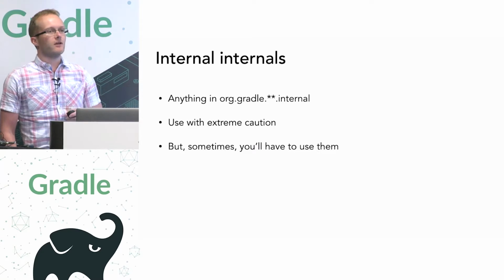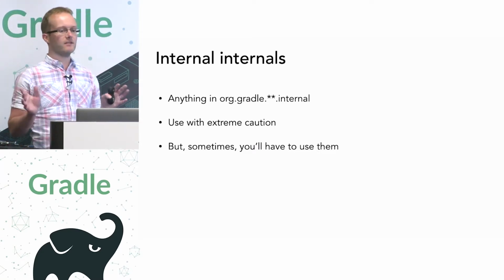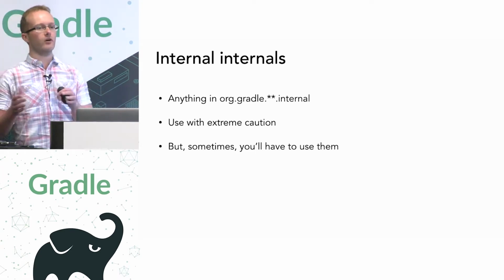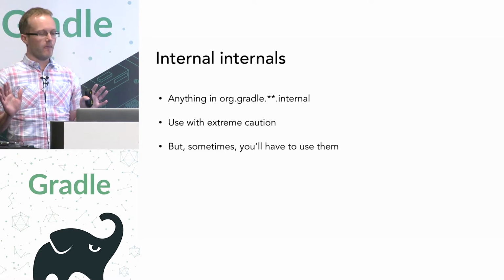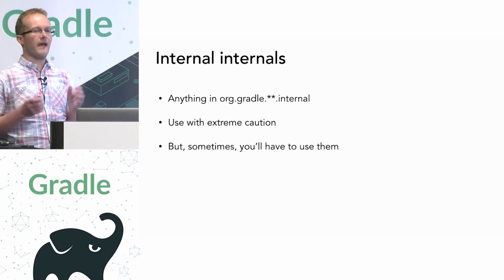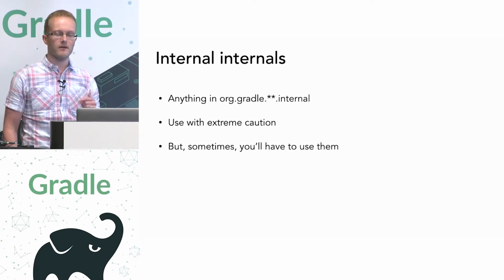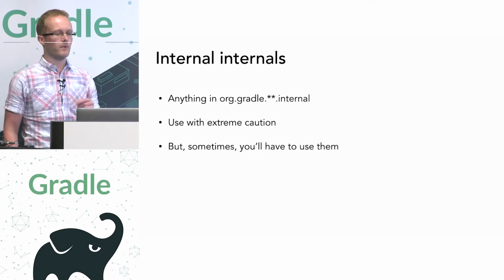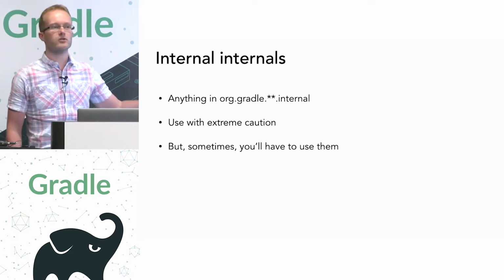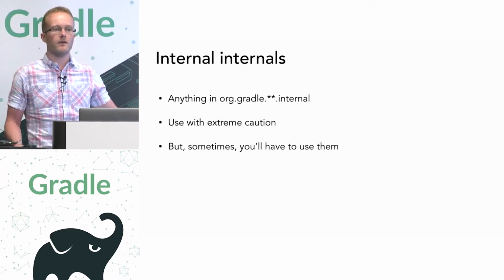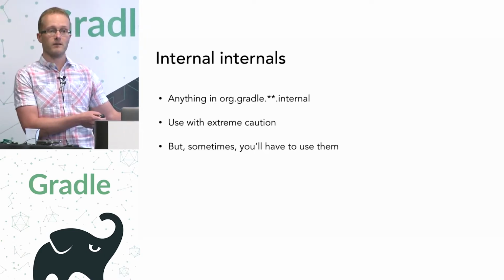So the internal internals, these are the obvious ones to steer clear of. So anything that's in an org.gradle.something.internal package, you want to leave well alone. You need to use these with extreme caution. If you're thinking about it, you need to ask yourself, is there not a better way to do this? Because quite reasonably, the Gradle team think that these are internals, and they can change them. In a maintenance release or a minor release, these may change, and it may break your plugin.